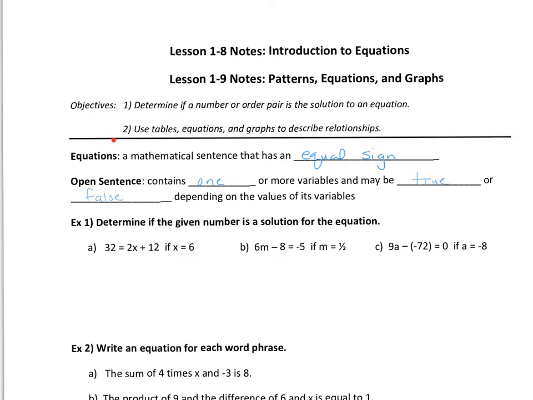So an equation is a mathematical sentence that has an equal sign. So please don't get that confused with expression. Expression has no equal sign. Equation now has to have an equal sign.